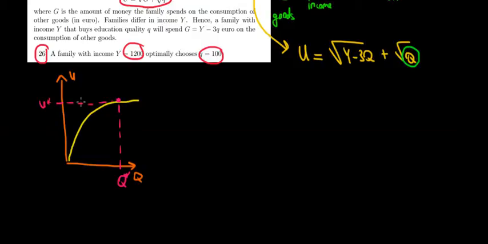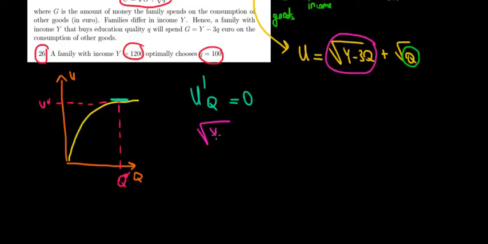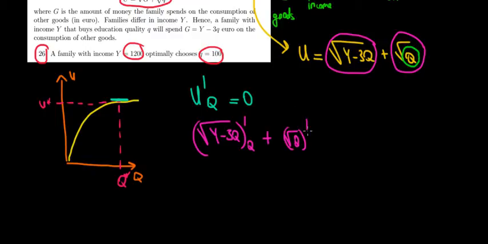Now, how do we do so? We will differentiate utility with respect to the quality of education, the derivative of utility with respect to q, and we want to make it equal to 0, because the slope, the derivative at that point, will be flat, will be 0. Now, how do we differentiate that? Well, we take the derivative of every term. So we differentiate the first term, square root of y minus 3q, with respect to the quality, plus square root of q with respect to quality, equal to 0.